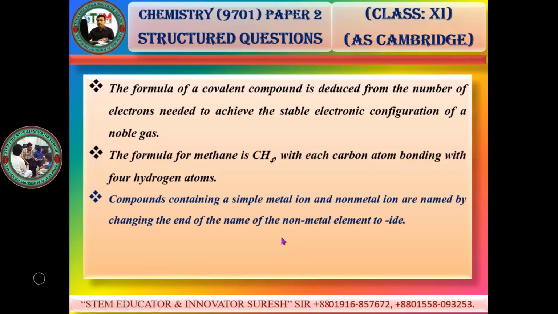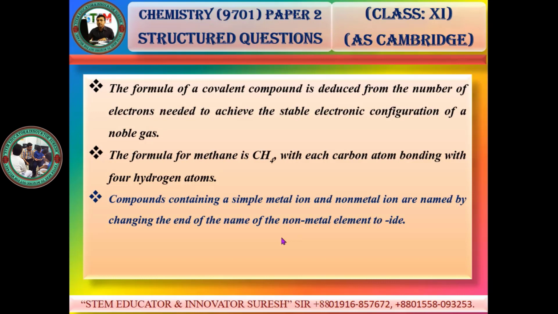The formula of a covalent compound is deduced from the number of electrons needed to achieve the stable electronic configuration of a noble gas. This is another important point for covalent compounds. Okay, so all the elements usually want to gain the structure of a noble gas. That's why they are reacting. So at the time of finding the formula of a covalent compound, we have to check the electronic configuration, whether it is becoming the structure of the nearest noble gas or not.